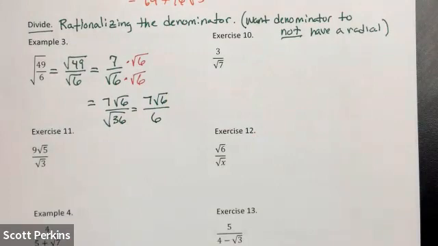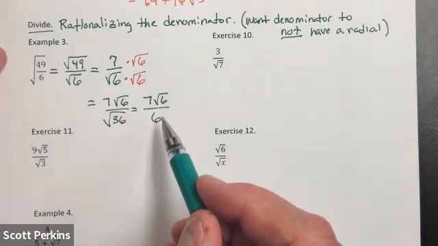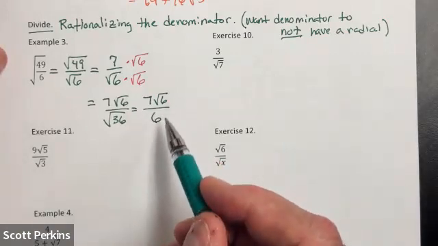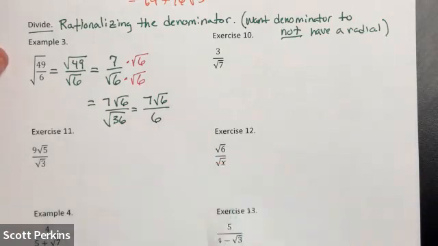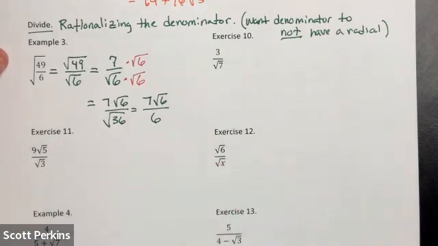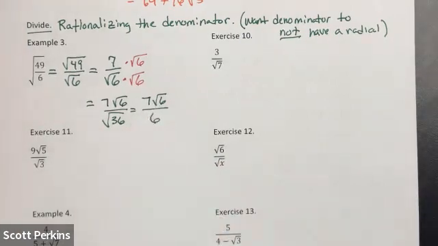Now I'm going to address something I addressed on Monday, because I know somebody in here wants to do this. Can I cancel the 6s? Why can I not cancel the 6s? One's under the radical, one's not. Well said. Okay, so resist the desire. I know it's there. Okay, that is done. 7 square root of 6 divided by 6.